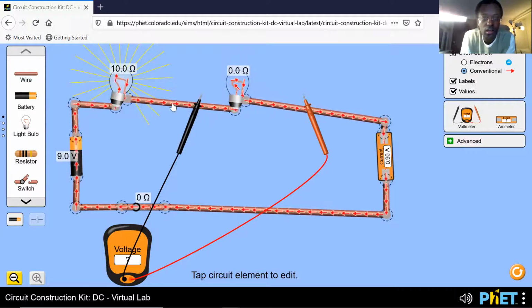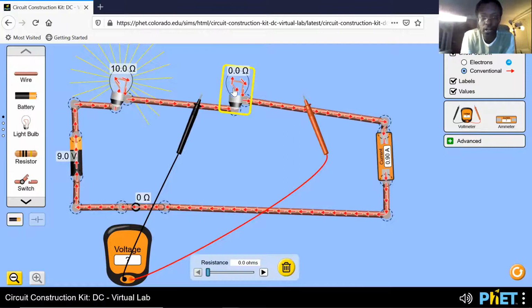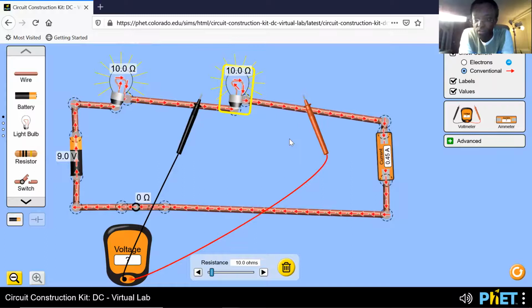Why is the one on the left lighting up and not the first one? Well, there's no resistance in the first one. I've effectively removed it by making its resistance 0. When I increase its resistance, you see, it starts lighting up. Let me increase it more. And you see what happens to the other one? Let's make the resistance the same, 10 everywhere, right?